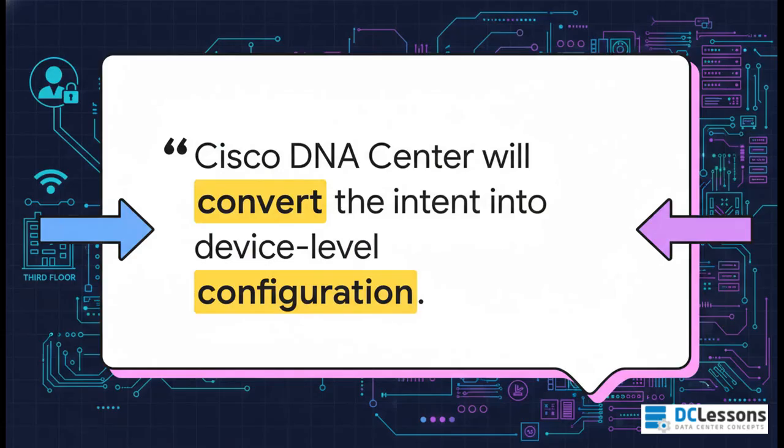So if there's one thing you take away from this whole explainer, it's really summed up perfectly right here. Cisco DNA Center is, at its heart, a translation engine. It's designed to take your high-level business goal, something simple like, I want secure employee Wi-Fi on the third floor. And it converts that into all the specific, complex, vendor-specific code needed to make it a reality. And then it deploys it for you.